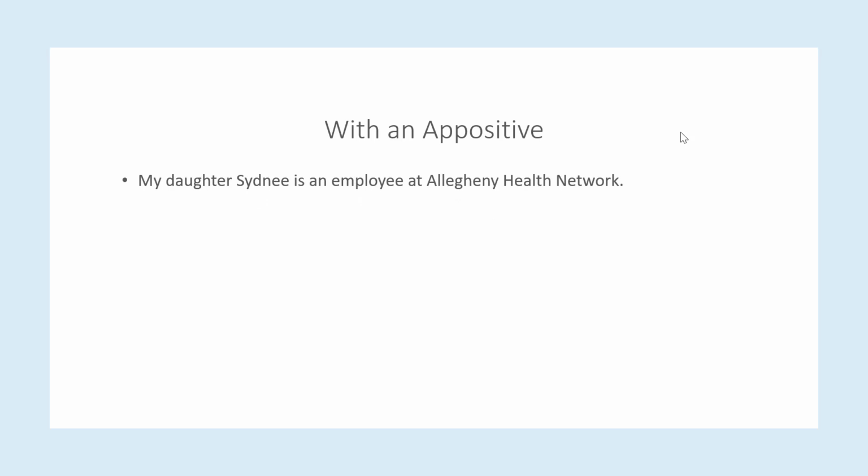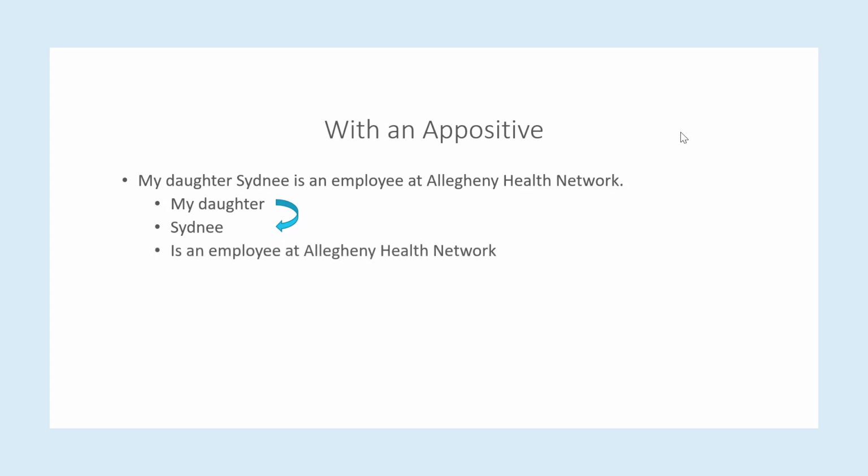You also can use an appositive, commas with an appositive. So what exactly is an appositive? It is when you are providing extra explanation or extra detail so that your reader has a very clear picture of what you are talking about or who you are referencing. So in this example in front of us, I have my daughter Sydney is an employee at Allegheny Health Network. In this case, saying my daughter and Sydney is redundant. The subject of this sentence is my daughter, or it could be Sydney. That is the same person.